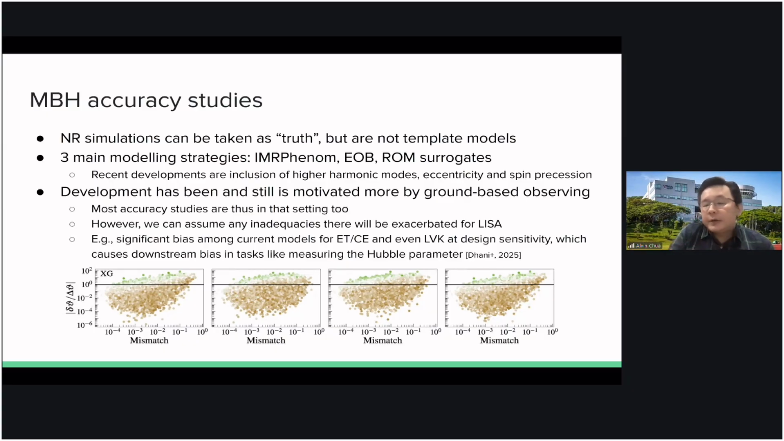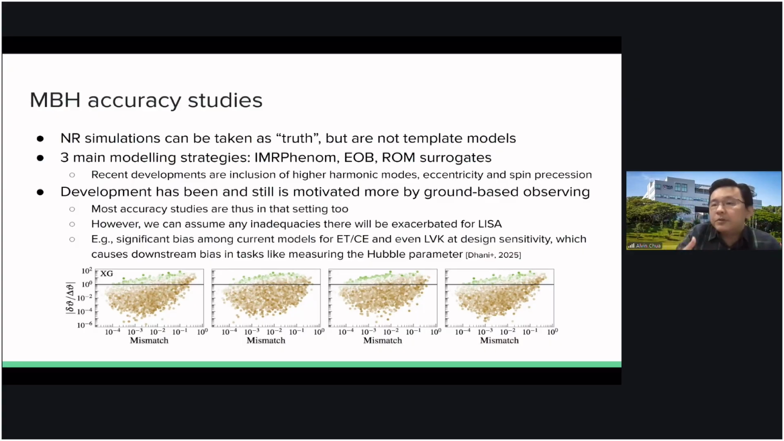So there are actually three main modeling strategies used by the community: IMR phenomenological models, effective one body, and reduced order model surrogates, which are actually just fits to numerical relativity. There's a whole ton of activity and development on these models, and recent ones have started to include higher harmonic modes as well as eccentricity in the orbit, as well as spin precession. But historically, the development of these models has been motivated more by ground-based observing, and currently it still is really.